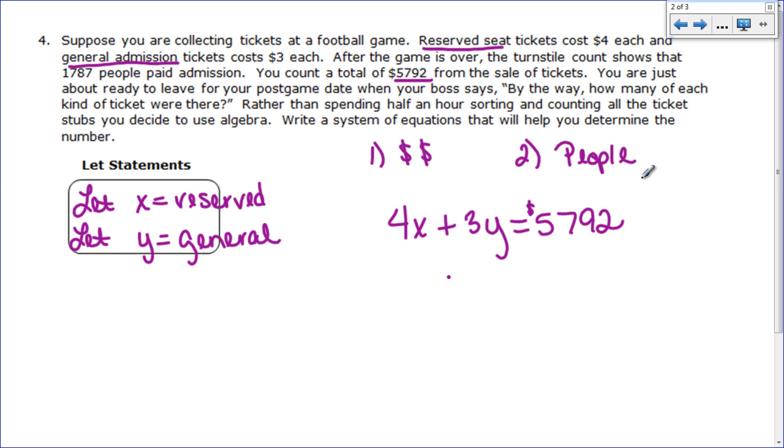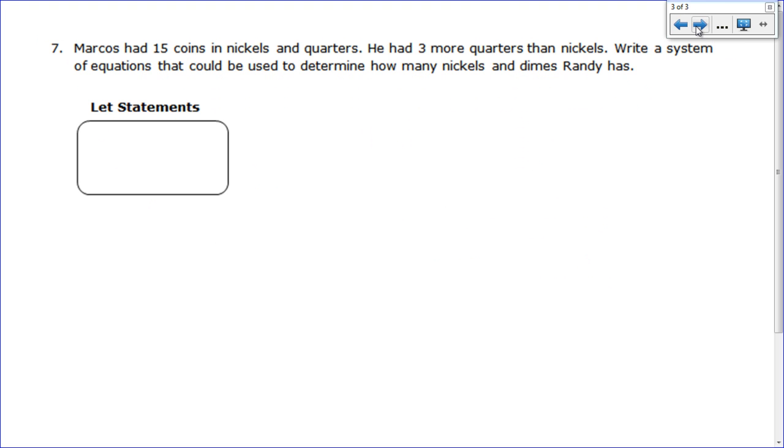For the number of people, I no longer care how much the ticket cost. All I care is how many tickets there were. So reserved seat tickets plus general admission tickets gave me a total of 1,787 people. So the one that deals with money is where I put the ticket prices. The one that deals with people, I don't worry about how much the tickets cost because I just want to know how many there were. That's all there is. So here are your two equations. Done.